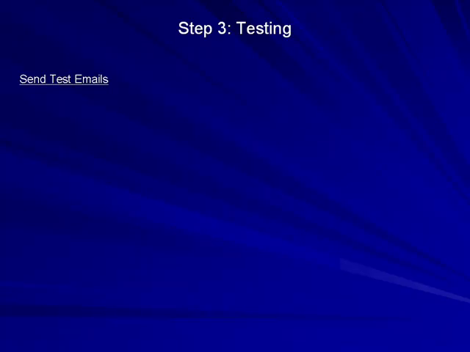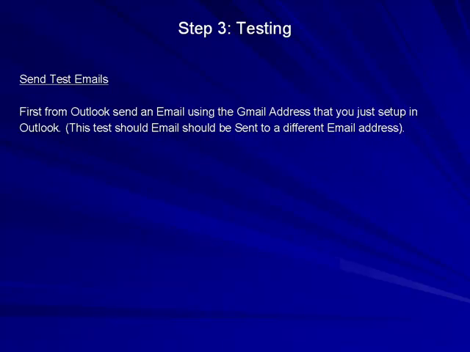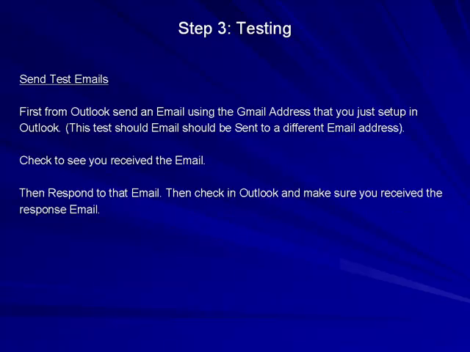So at that time, we need to test the email by sending a test email. The first thing that you should do is go into Outlook and send an email using the account that you just set up, and you'll want to make sure that you're sending it to the Gmail address to make sure that it actually goes through. Once it goes through, check to see that you received the email, and then respond to that email, and make sure that the response comes through.